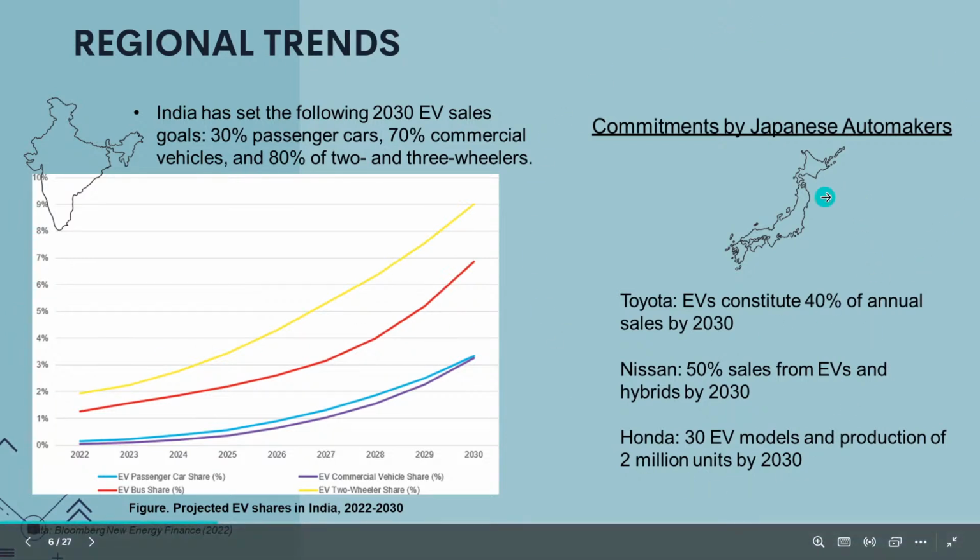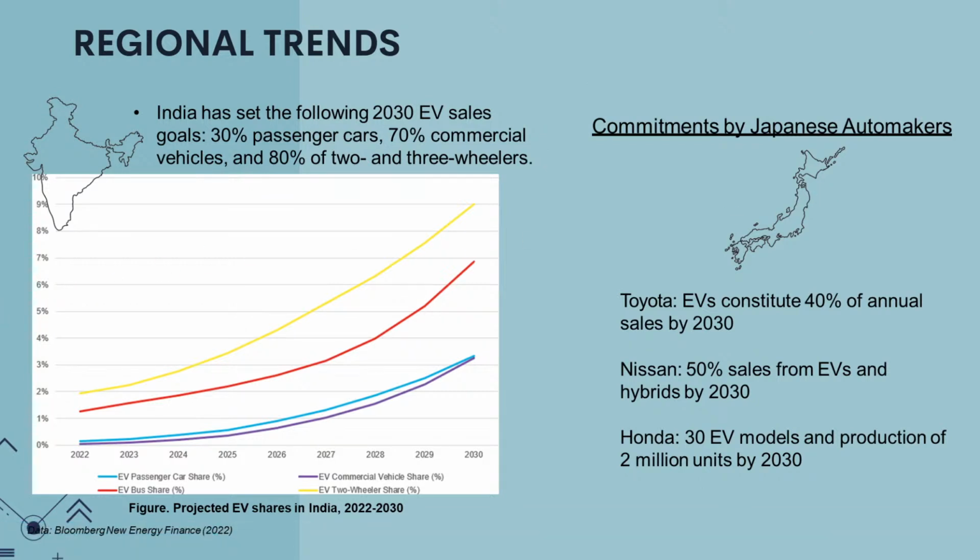So these commitments are by the Japanese automakers. Some famous Japanese car companies have made promises about their electric vehicles by the year 2030. Toyota plans for 40% of all the cars they sell to be electric. And Nissan also wants 50% of the car sales to come from electric cars and hybrids. Next one, we all know Honda. Honda plans to make 30 different electric car models and produce 2 million units by the year 2030.